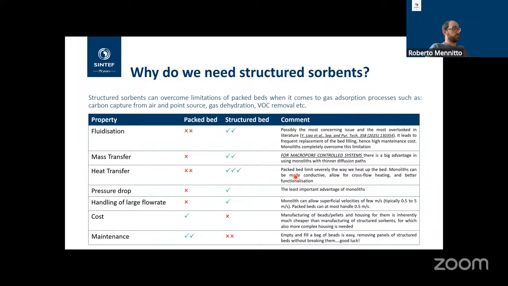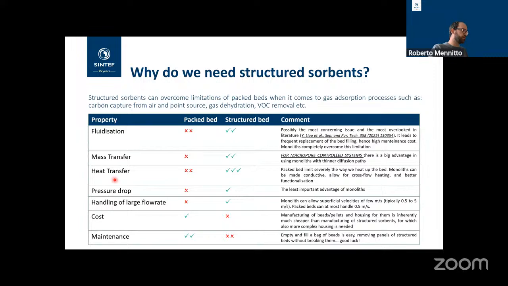But possibly the biggest benefit that we can get with monoliths is heat transfer, because something that was difficult, if not impossible, with a packed bed can actually be unlocked by structuring a sorbent. I'm thinking of resistive heating, inductive heating, microwave heating, cross flow of steam in the perpendicular direction compared to the flow of gas, air, or whatever. So I do think that with the revamp of TSA technologies that happened recently, mostly because of direct air capture, a lot can be done with heat transfer.